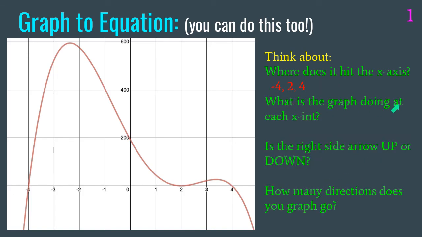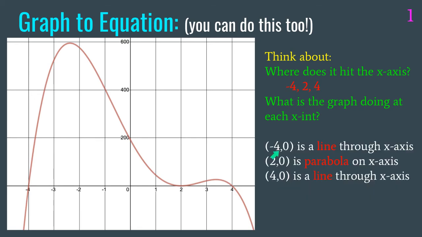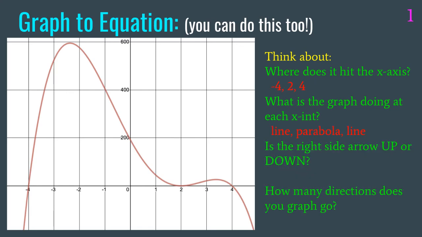Next, what is the graph doing at each one of those x-intercepts? How is it behaving? Well, if you look closely at -4, 0, which is right here, it's making a line. It's cutting a line through the x-axis. At 2, 0, it's making a parabola. So right there, it's paraboling, it's bumping off. And then right here, it's 4, 0, and if I zoomed in on that, that would be a line cutting through 4. So it's a line, parabola, line. That's going to affect the powers we put on each factored term.